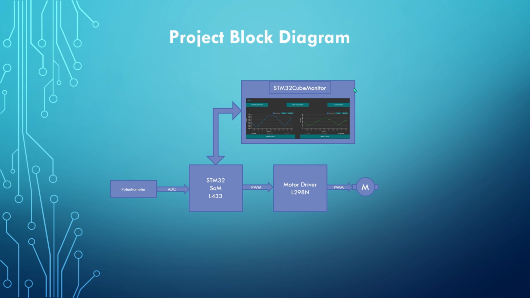So basically, this is the block diagram of what I have in this project. I have a potentiometer connected to an ADC channel of the STM32 system on module, and I'm reading that value and converting that to a PWM signal to drive a motor. So according to the voltage read from the ADC, we'll control the speed of the motor, and we can monitor this using STM32 CubeMonitor.